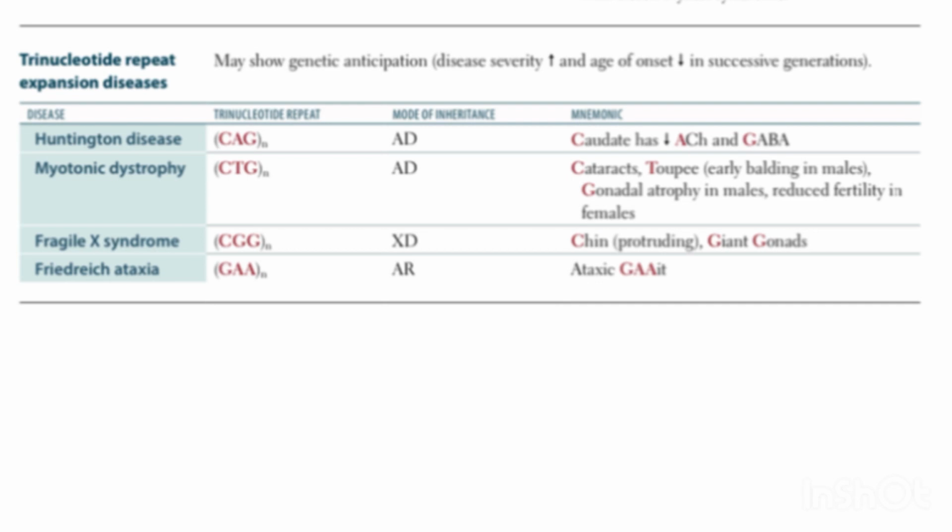Next, Friedreich's ataxia. It has trinucleotide repeats of GAA. It is autosomal recessive inheritance. Here we see ataxic gait. Most of the features of Friedreich ataxia are similar to vitamin B12 deficiency and vitamin E deficiency.